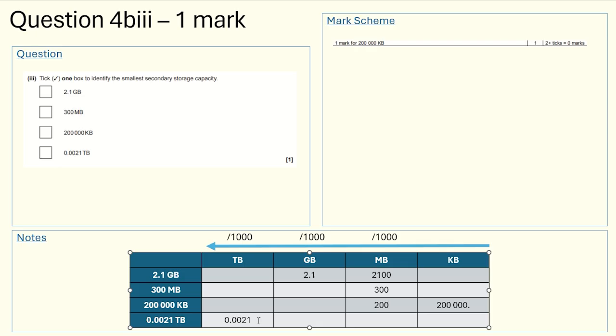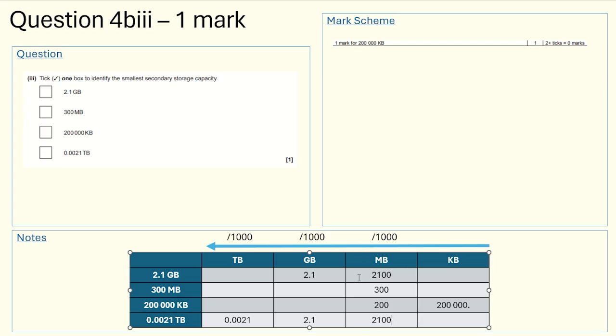And finally, the one here, 0.0021 terabytes. We need to convert this to megabytes, so we're going to need to multiply by 1,000 and multiply by 1,000 again. So let's convert it to gigabytes first of all and move that decimal point 3 places to the right. 1, 2, 3. So that's in between the 2 and the 1. So that's going to be 2.1 gigabytes. And we can actually see that we've already figured this one out here. And we know that 2.1 gigabytes is 2,100 megabytes. And that gives us our answer.